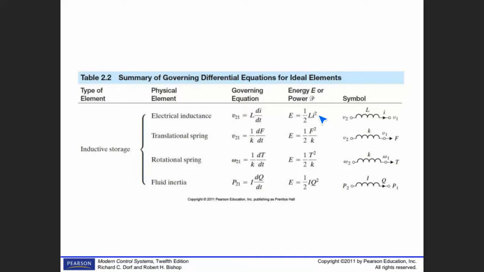If it is a capacitance, what are you going to do? Who's going to tell me what's the stored energy in your capacitance? You have already passed the circuit theory. 1 over 2 CV square for capacitor. This is L i square, the other one is CV square. V is the voltage and C is the capacitance. Anyway, so these are ideal elements. There is no loss involved.